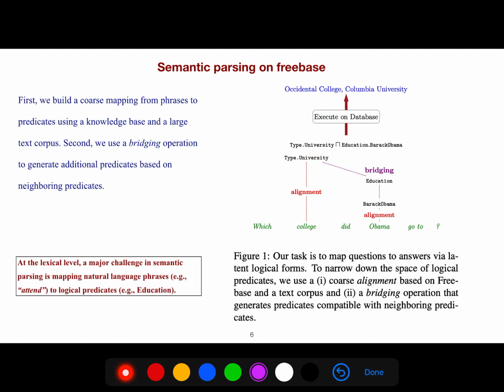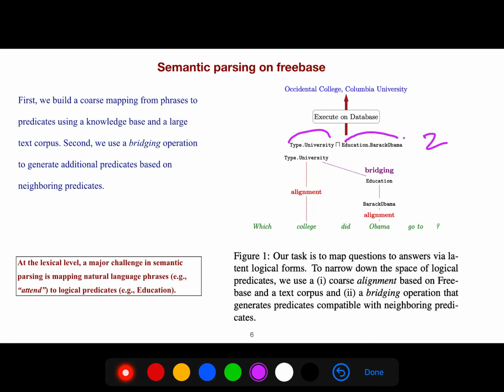For example, when we say, which college did Obama go to? Here we execute it on a database. If we can say, okay, this is the type of the university, and if we end it with the education of Barack Obama, we can execute it on a database. But this form Z is hidden. We don't know how to create it.